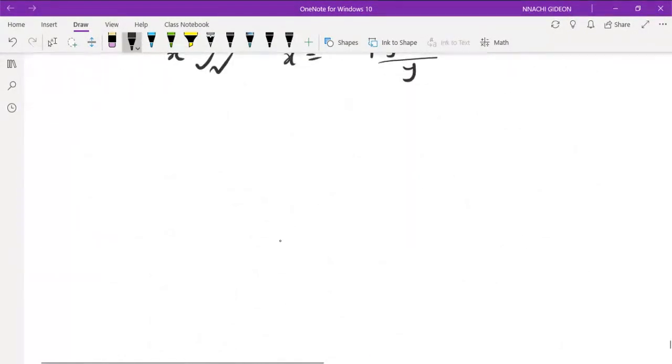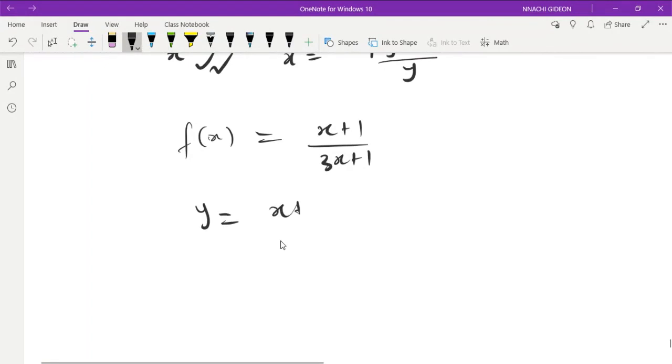So let's come down here. F of x equal to x plus 1 over 3x plus 1. To show, you can start by writing to show that that thing is equal to that. Then you start solving. Let y equal to f of x. Therefore, y equal to x plus 1 over 3x plus 1. So this is 3xy plus y equal to x plus 1.